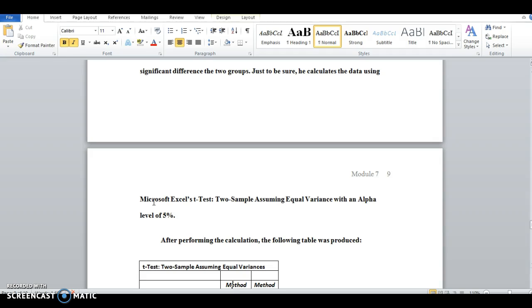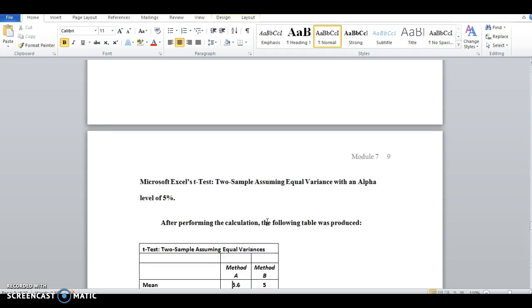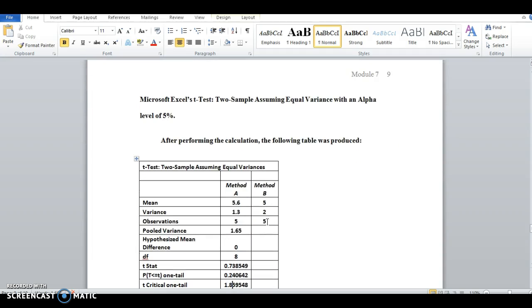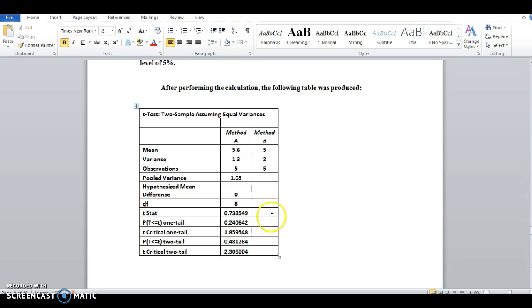So whenever you're looking at confidence levels and you want to find the alpha for that confidence level, you just go 1 minus the confidence level. So in this case, it's 1 minus 0.95, which is how they got 5% for this. After performing the calculation, they came up with the following output: the mean of the two groups, the variance of the two groups, the observations, which is the sample size, pooled variance, hypothesis mean difference of 0, degrees of freedom is 8.